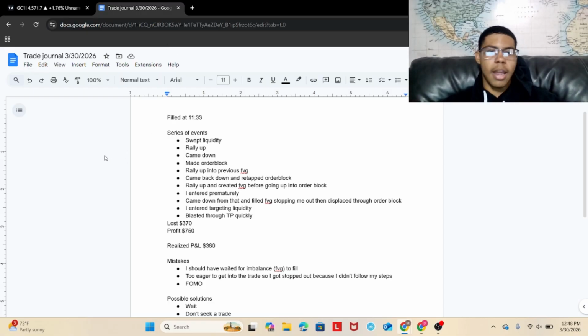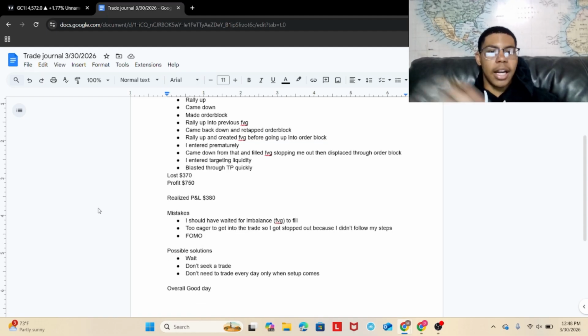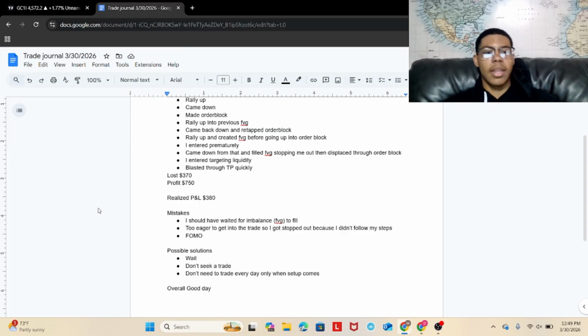Look, I ain't gonna lie. My realized P and L is 380. The mistakes that I made, I should have waited for the imbalance, the fair value gap. Waited for the imbalance to actually get filled before entering. I was too eager to get into the trade, so I got stopped out because I didn't follow my steps. FOMO, fear of missing out.